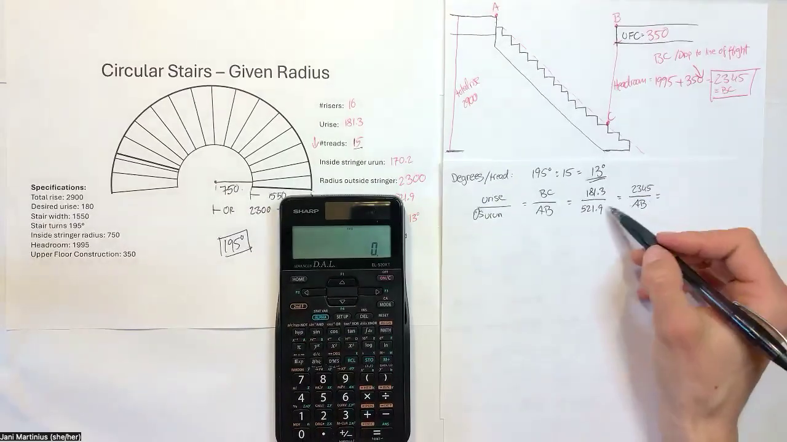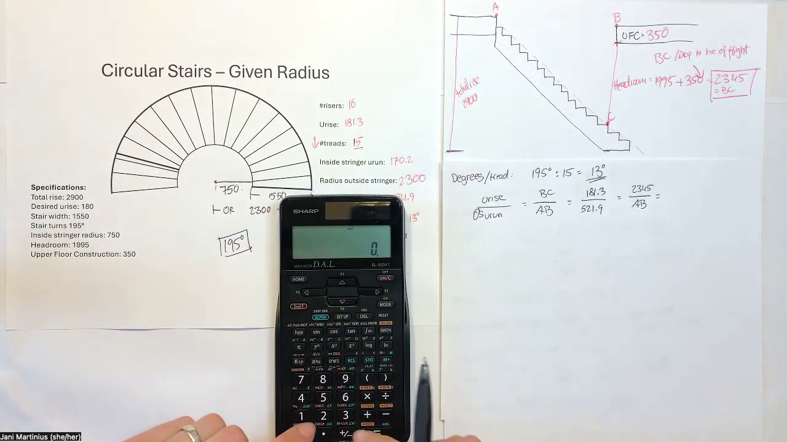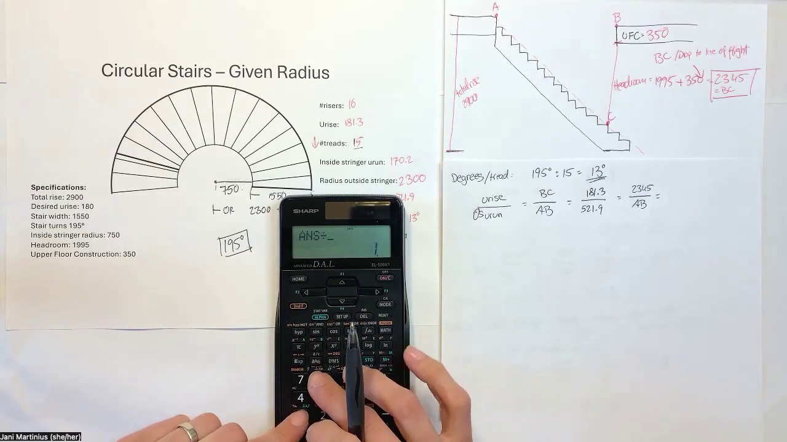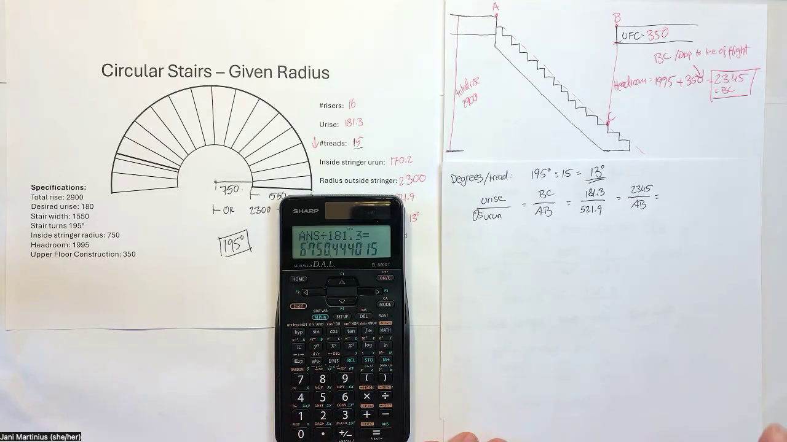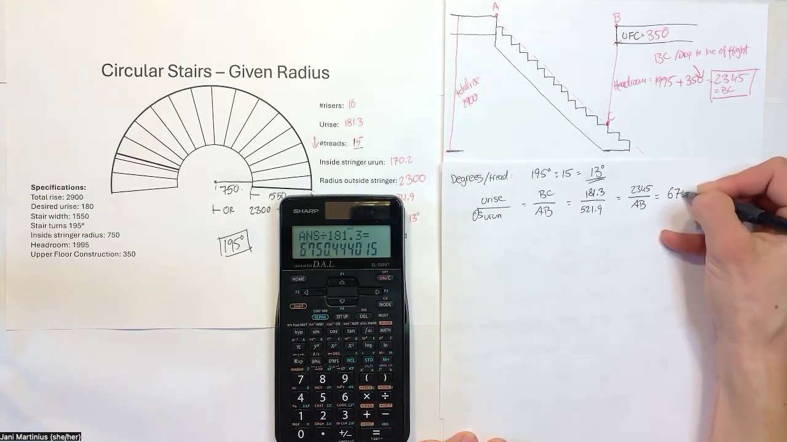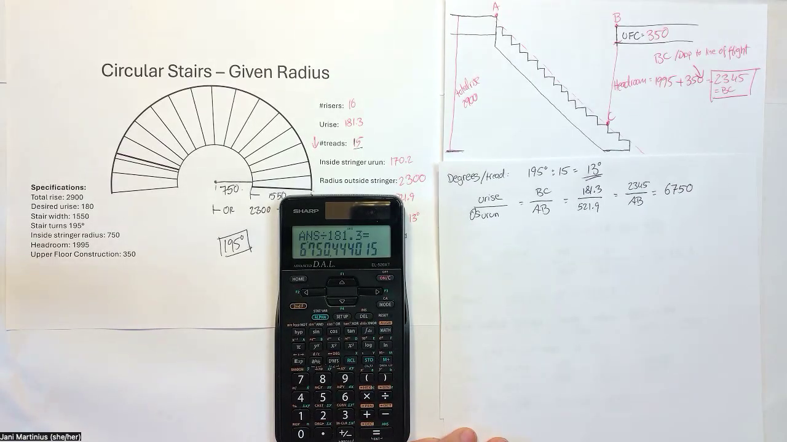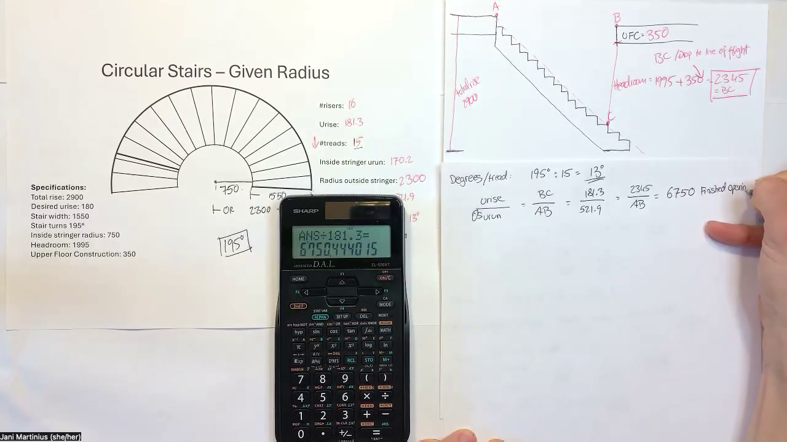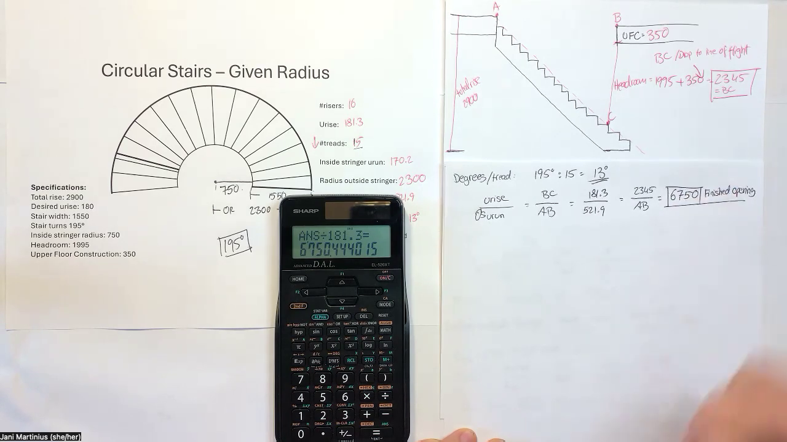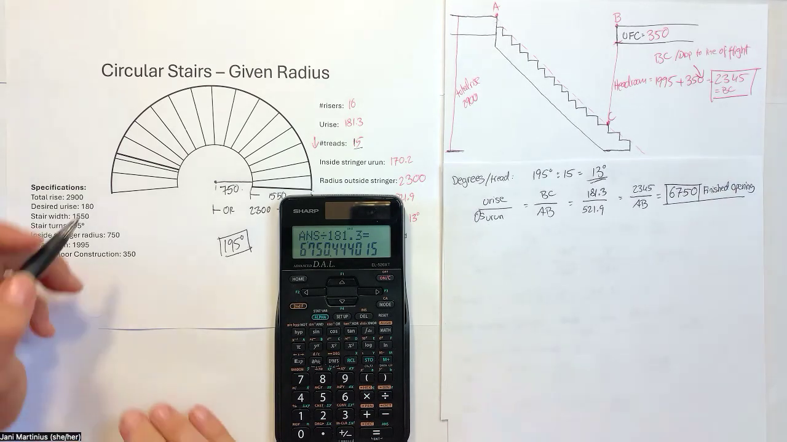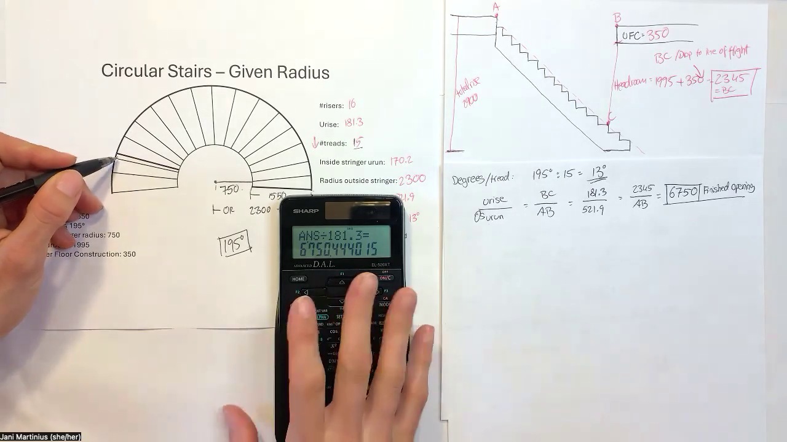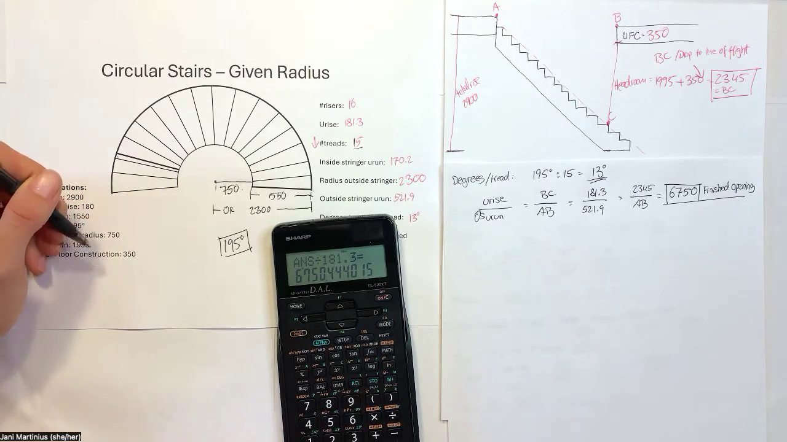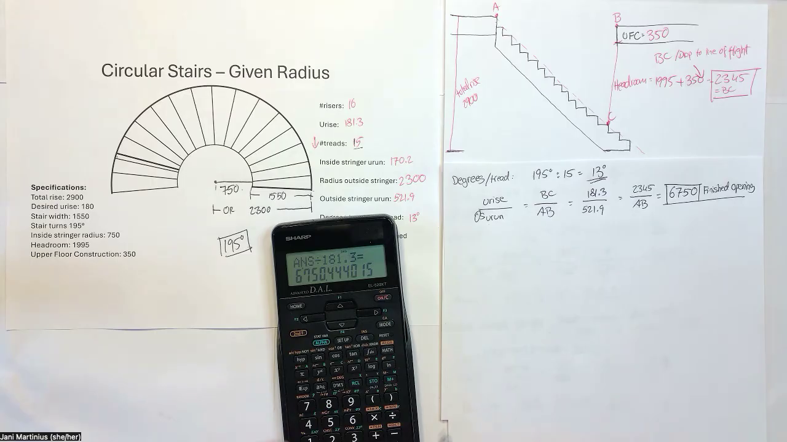Let's pop that into the calculator again. Cross multiply and divide. So 2345 times 521.9 divided by 181.3. 6750. That is our finished opening. This right here. So on the drawing, the finished opening goes to here. That's why it's drawn in a little bit darker. Usually in circular stairs, the last couple of steps will kind of be open, if that's how you want to call it.